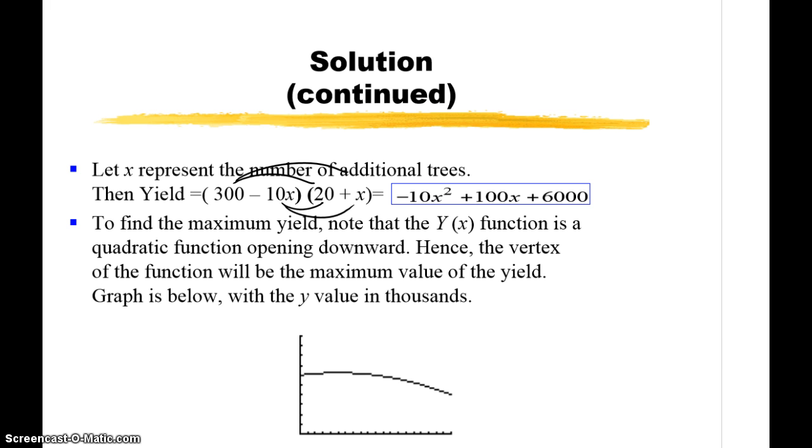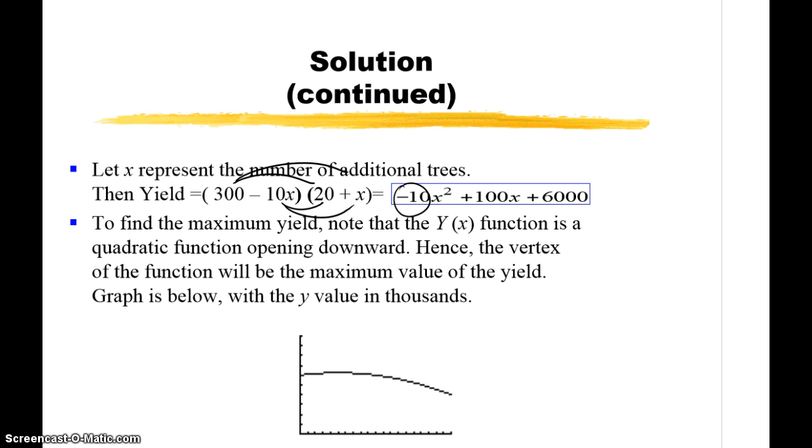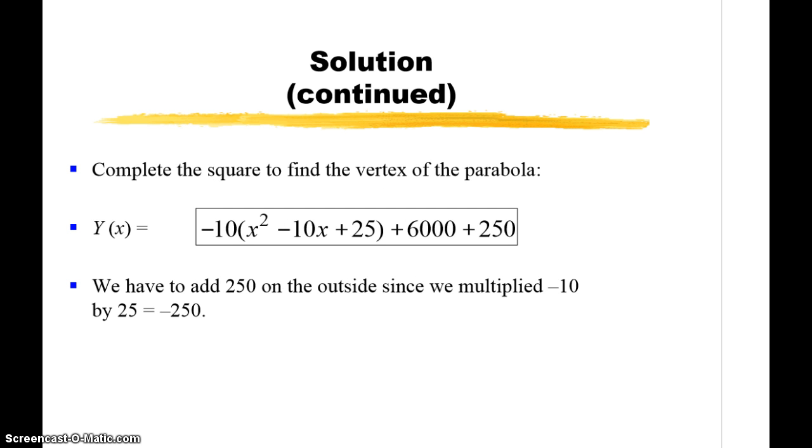To find the maximum yield, note that the y of x function is a quadratic function. Not only that, its graph, the parabola, is opening downward because a is negative. Hence, the vertex of the function will be the maximum value of the yield. We graph this using a graphing calculator. Here's the graph. The y value is in thousands, and we can find the vertex that way with the calculator. Or we could do it algebraically, completing the square, and both are down here for you on this slide.